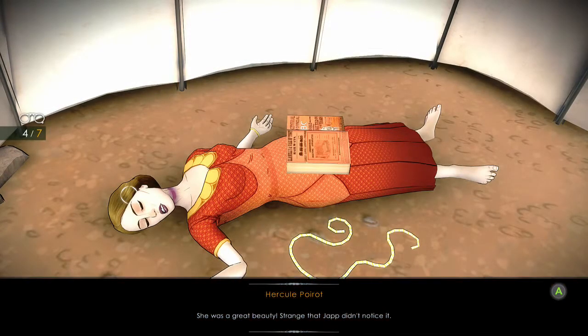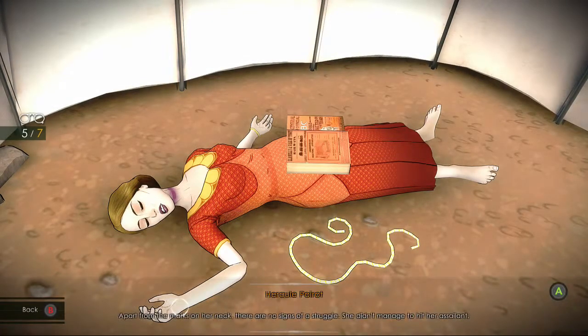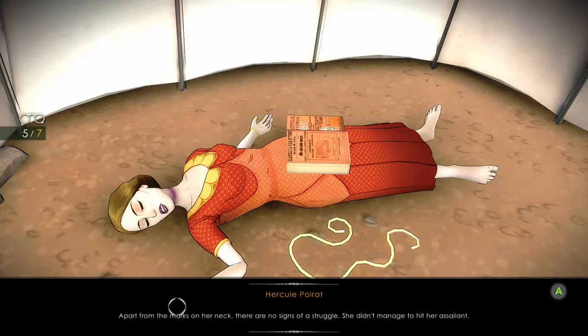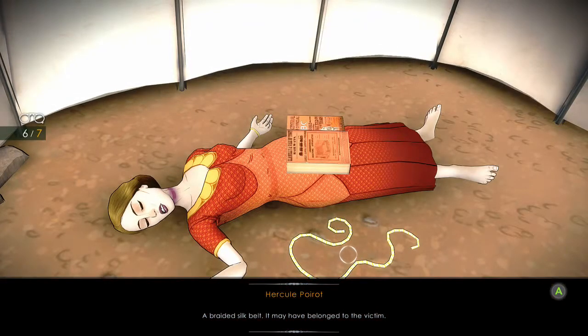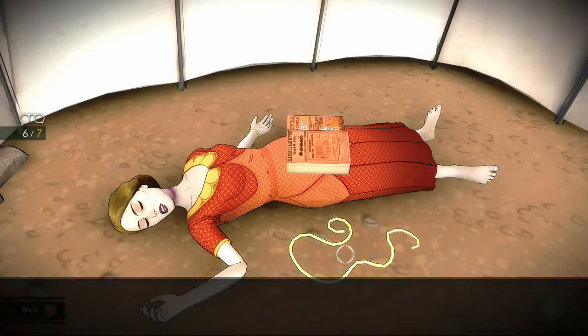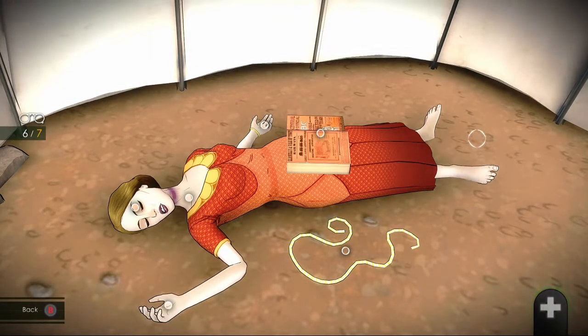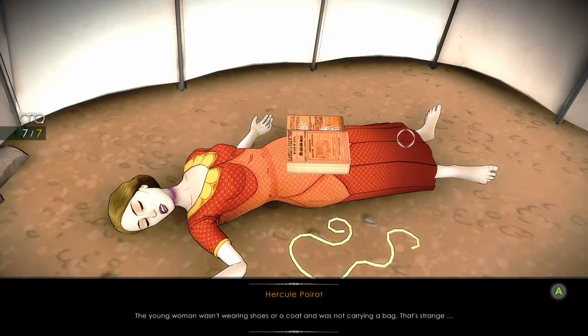She was a great beauty. Strange that chap didn't notice it. Apart from the marks on her neck, there are no signs of the struggle. She didn't manage to hit her assailant. A braided silk belt. It may have belonged to the victim. The young woman wasn't wearing shoes or a coat and was not carrying a bag. That's strange. Either the murderer stole her belongings or she put them somewhere safe. Maybe so that she could bathe.